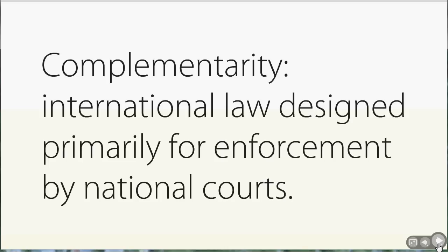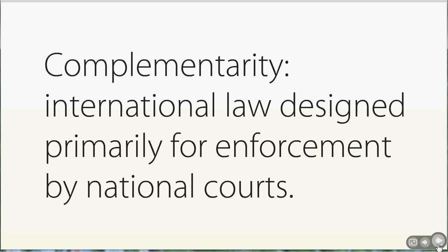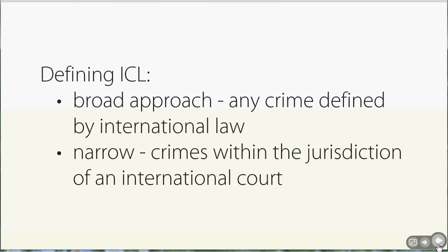The other question we've got to deal with is, how do we define international criminal law? What's the scope of our subject? So a broad approach would just say, well, it's any crime defined by international law. But what do we count then as international law? If we count every crime outlined in a treaty, then our subject includes topics like damage to undersea submarine cables, which might seem rather trivial for the term of international criminal law.